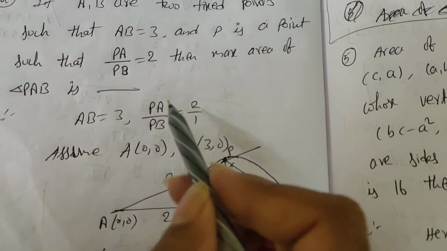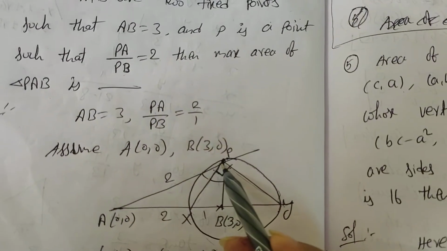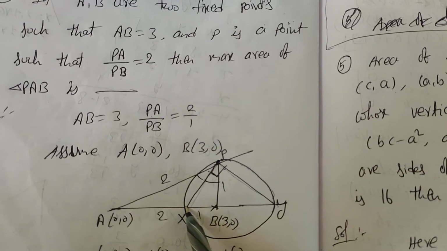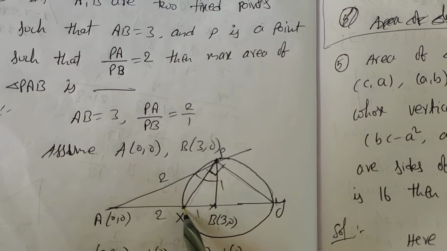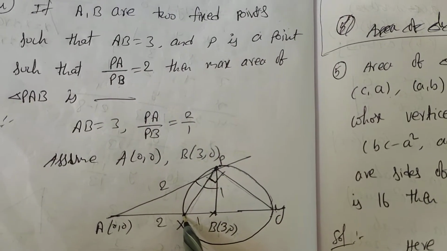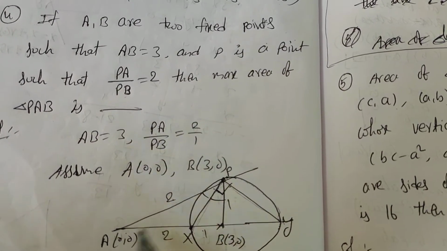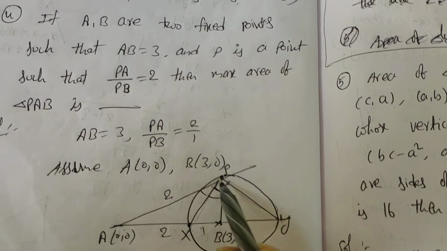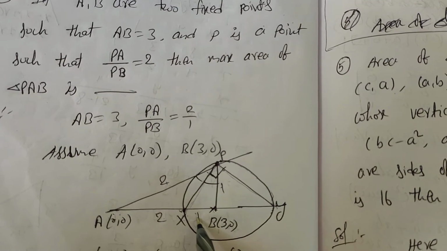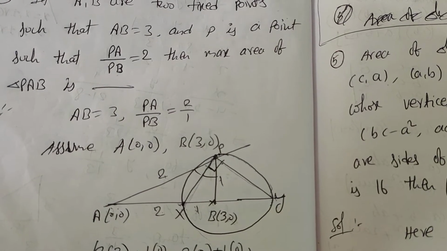Now, whenever they give PA by PB is equal to 2 by 1, PX is the internal angular bisector, so this is X. Whenever the internal angular bisector divides the base in the ratio of the other two sides, because they gave PA by PB is equal to 2 by 1, PX divides this base AB in the ratio of 2:1 internally. This is from 10th class, the internal angular bisector.